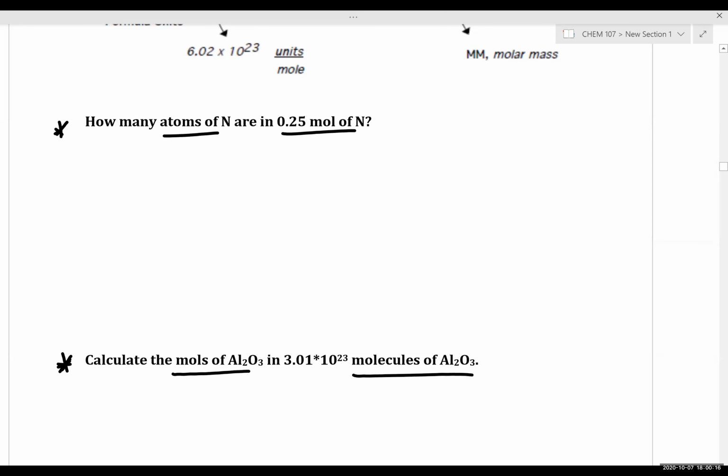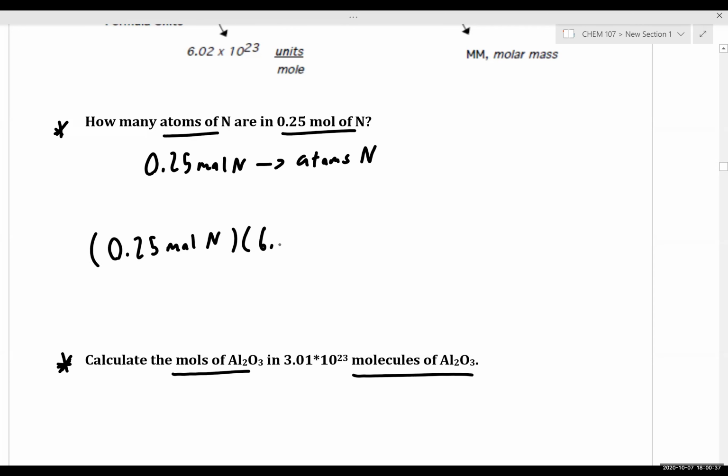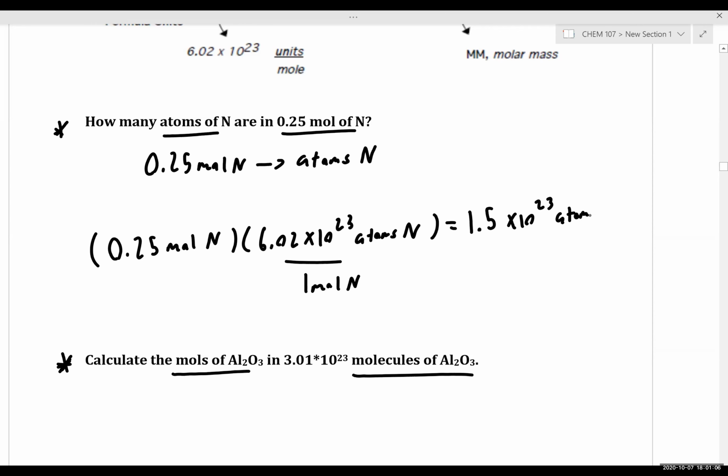So on that note, let's discuss this example. We're asked to calculate the atoms of nitrogen in 0.25 moles of nitrogen. So we're trying to go from moles of nitrogen to atoms of nitrogen. So we'll use Avogadro's number. With 0.25 moles of nitrogen, we know that we have 6.02 times 10 to the 23rd atoms of nitrogen in 1 mole of nitrogen. Punching this into our calculator, that in turn gives us 1.5 times 10 to the 23rd atoms of nitrogen. Any questions on this first example?